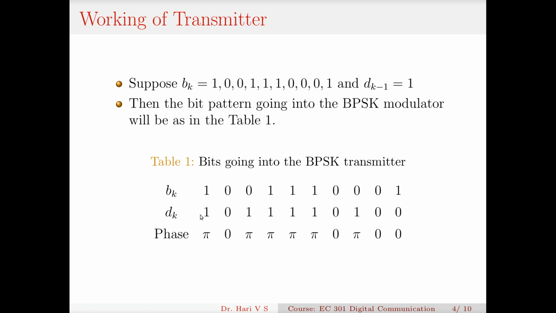So the corresponding phases are, here I give phase pi to 1 and phase 0 to 0. So if the bit transmitted is a 1, the carrier phase is pi, or else if it's a 0, the carrier phase is 0. It can be the other way also, pi for 0 and 0 for 1, but this should be an agreement between the transmitter and receiver. If the transmitter is using pi phase for bit 1, then the receiver should also understand it that way. So this is how the BPSK phases change when this d_k comes into the DPSK system.